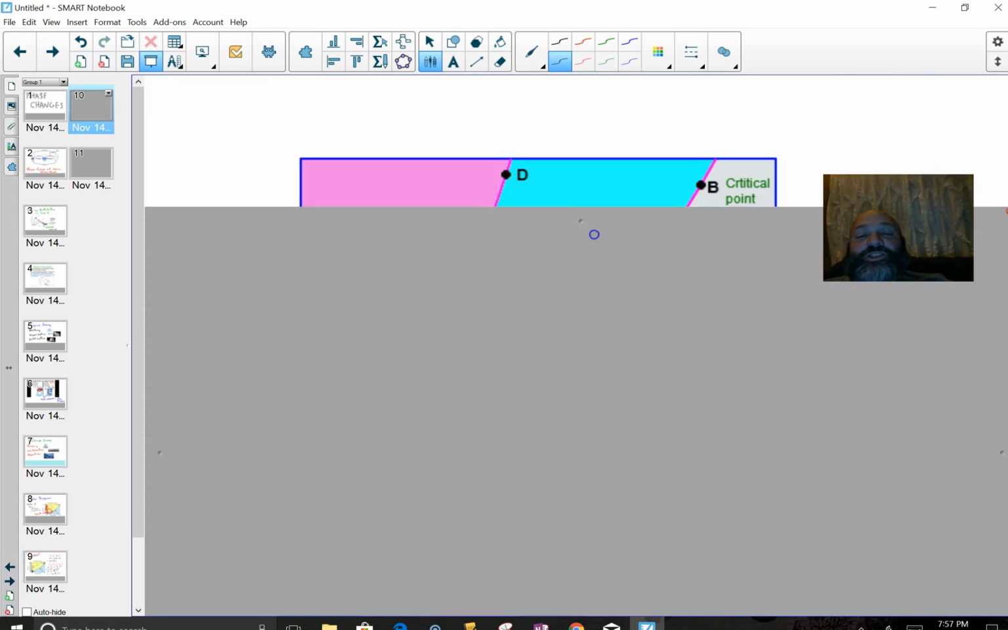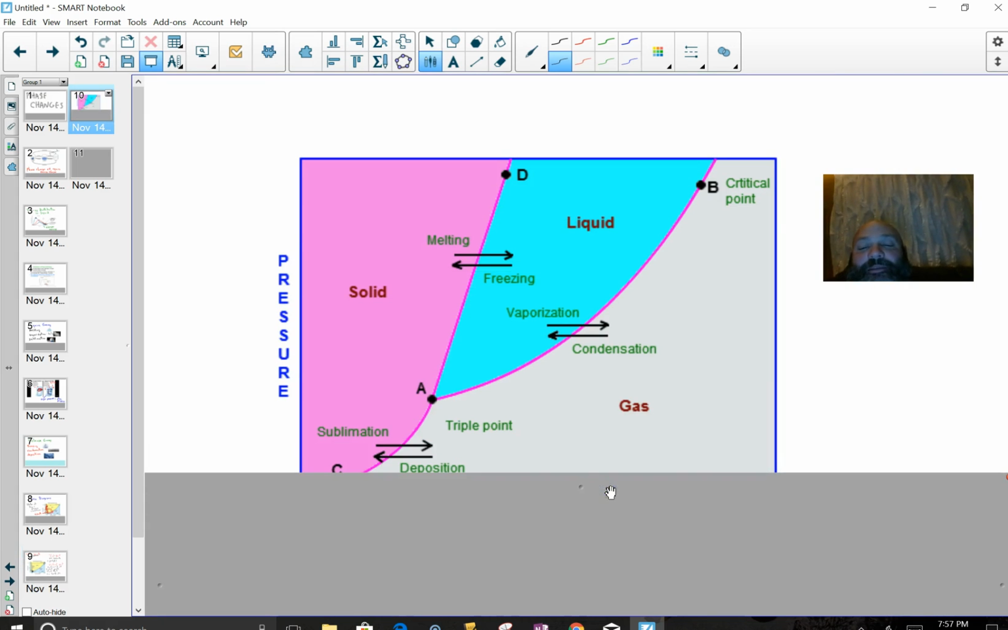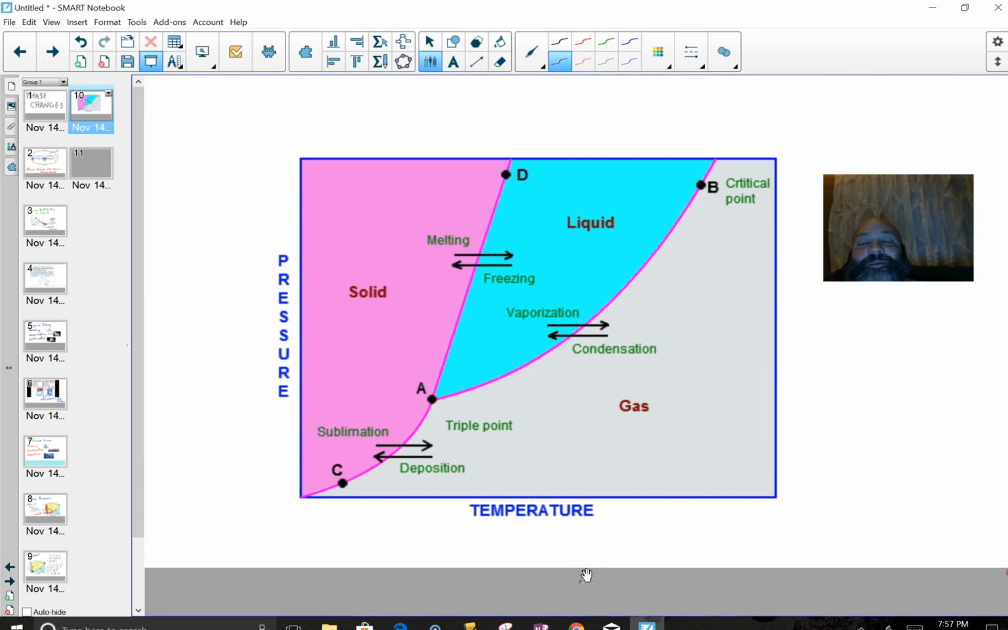This slide is just going to show us a basic general picture of what's happening, where melting, freezing, vaporization, condensation, sublimation, and deposition are happening again. It's showing you which changes are happening. So the boundary between solid and gas, that's sublimation and deposition. The boundary between solid and liquid, that's your melting and freezing. Between liquid and gas, that's your condensation and vaporization.